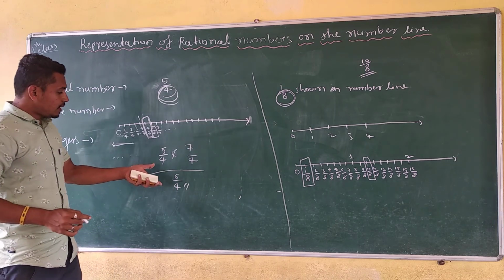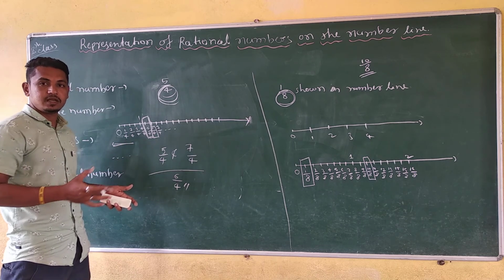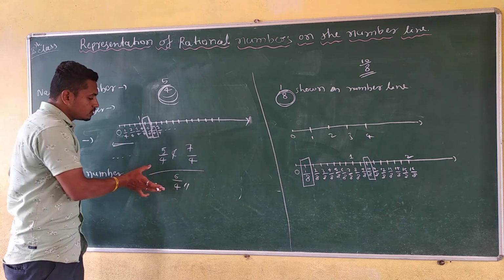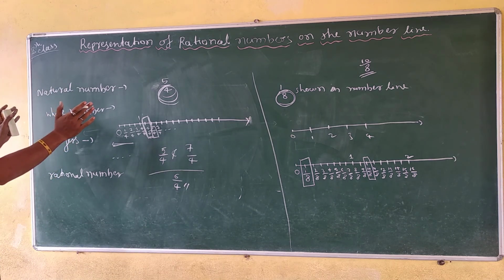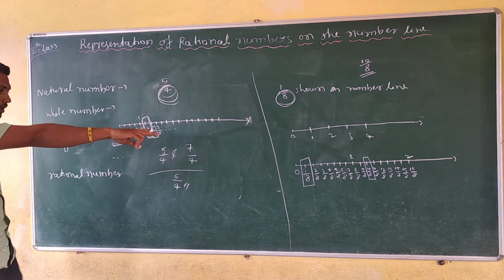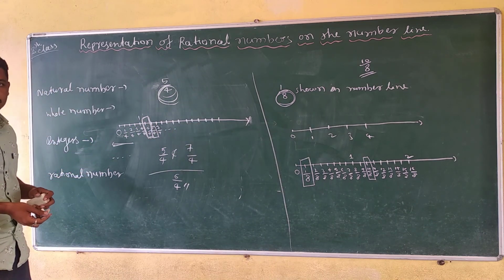So like that we have to find the rational number in between two rational numbers. Now we have to study about that concept. So please write this number line, this one and this one, and now move towards the next concept.